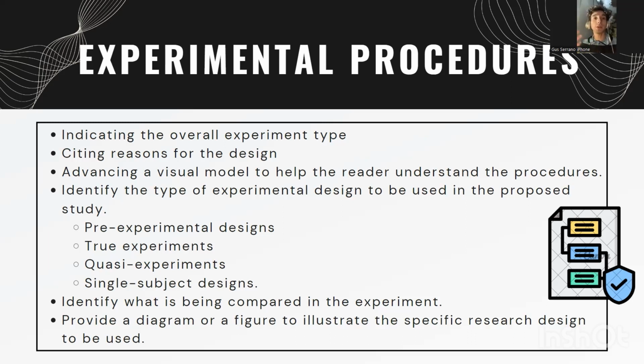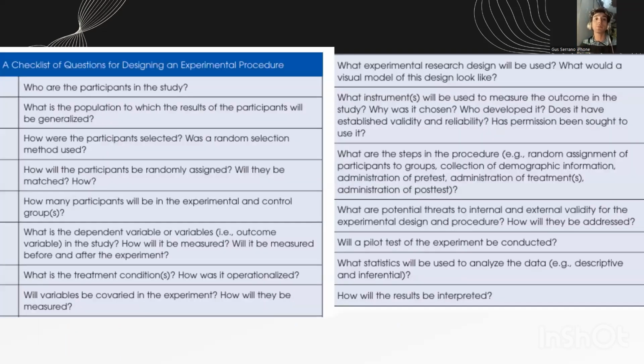Identify what is being compared in the experiment. For example, a factorial design may be used when 2 or more treatment variables have to be examined and have simultaneous effects and independent treatment variables on an outcome. And finally, provide a diagram or a figure to illustrate the specific research design to be used. In the same way, the book specifies a checklist of questions for designing experimental procedures, like the ones we can see here.